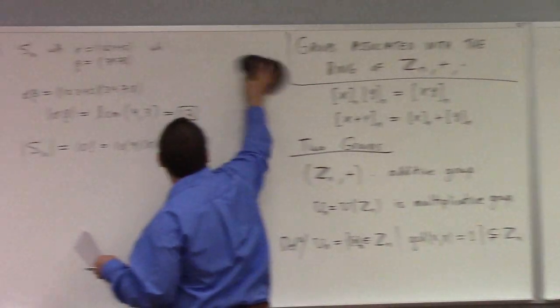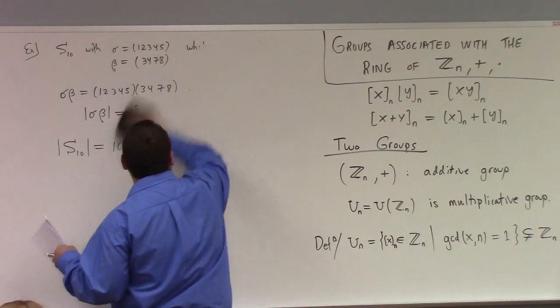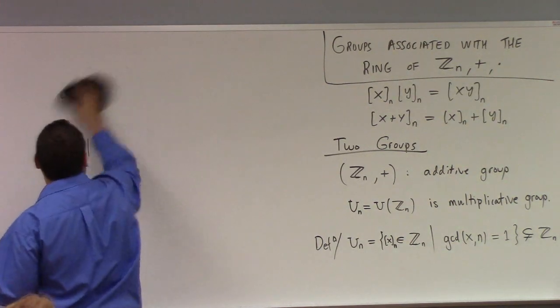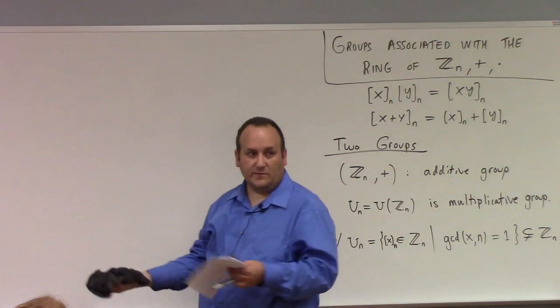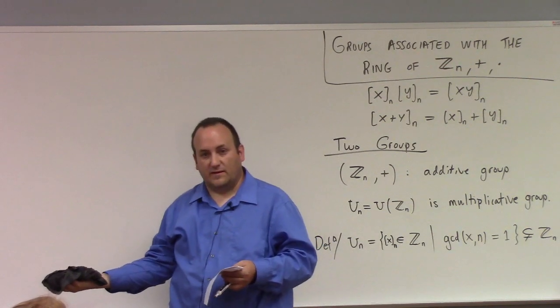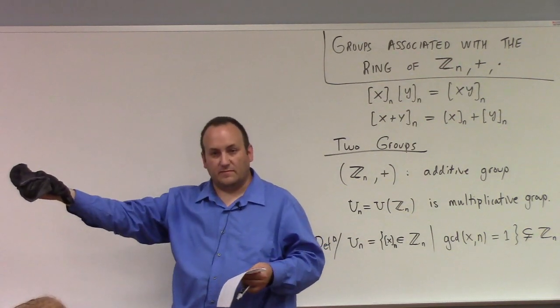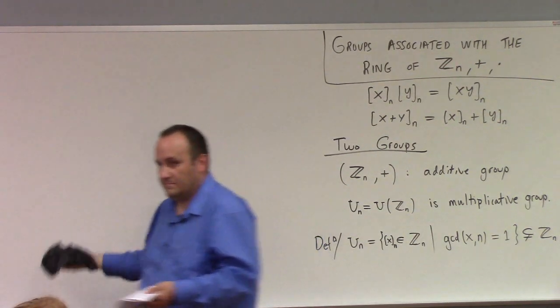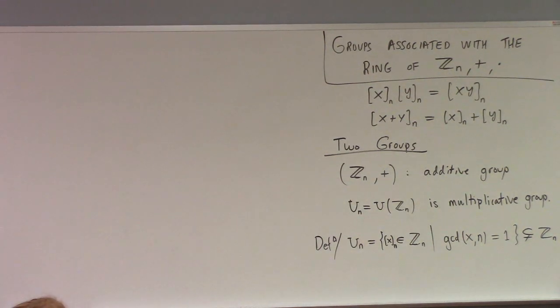So it just involves the multiplicative group. The additive group is really easy to see, right? It's just 0 to n minus 1, and we add. It's the Un that actually takes some time.